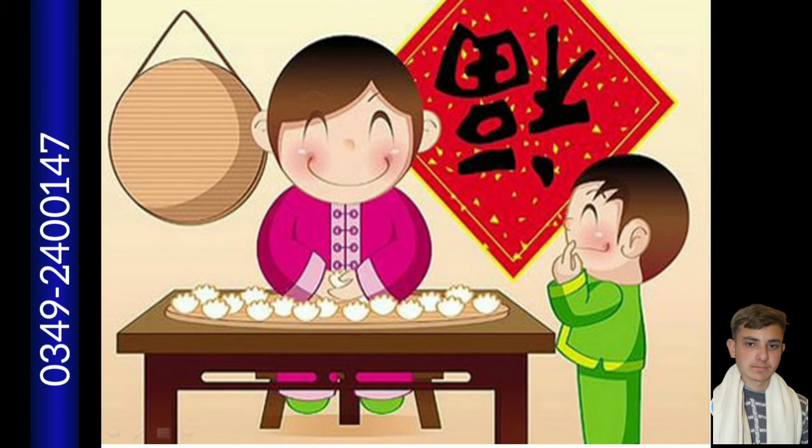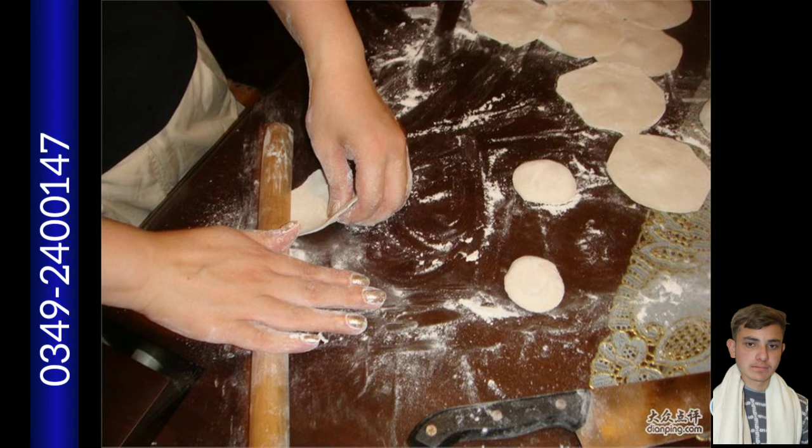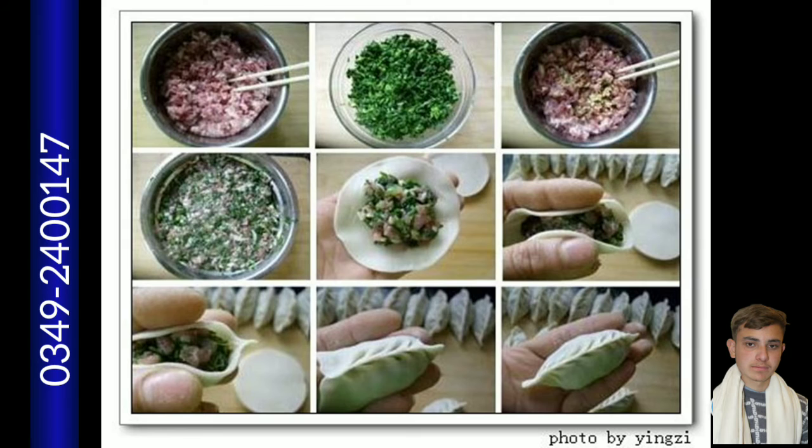And then a very important thing is the family will eat dumplings. So the housewife will make the dumplings, and the whole family will make it together. So from this picture, you can also know how we make the dumplings.